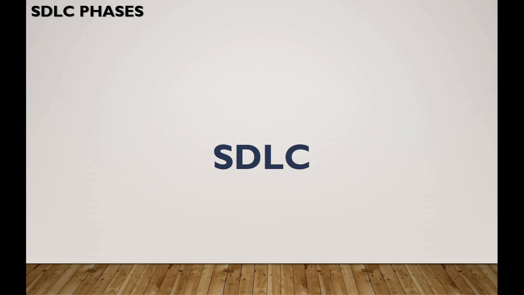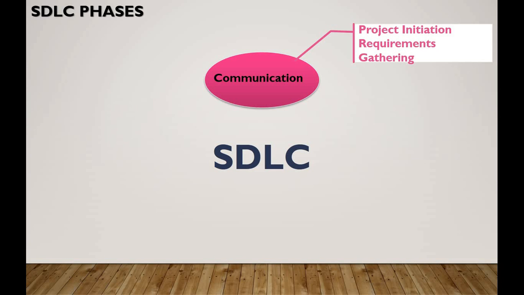The full form of SDLC is software development life cycle, and it consists of a total of 5 phases. The first phase is communication. In that phase, project initialization and requirement gathering take place, with communication between the customer and the company person, or we can say a BD. The customer will explain their need for software to the company person. That phase is known as communication.